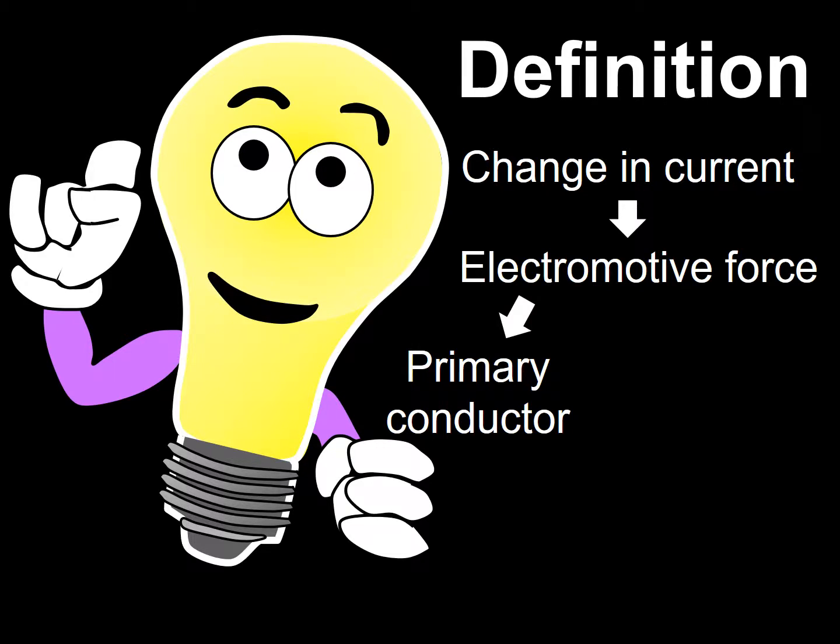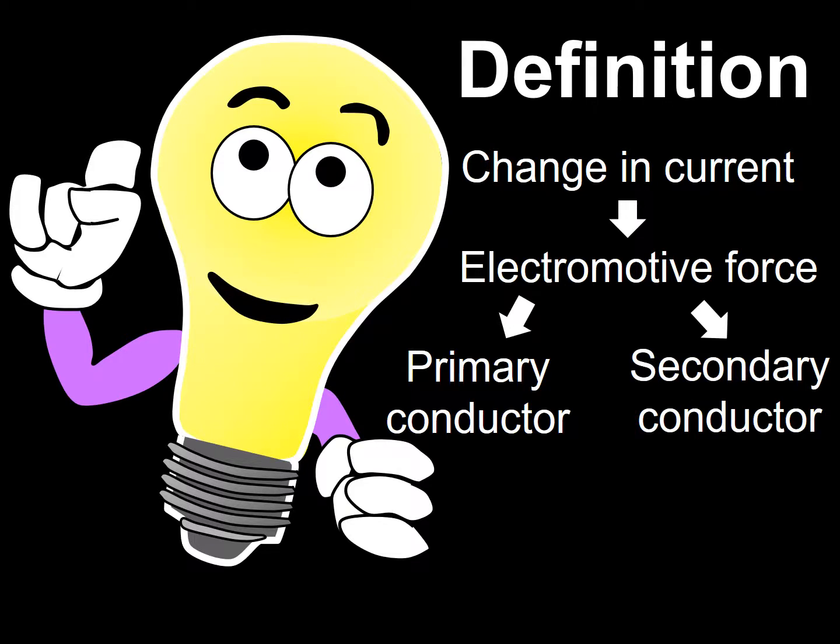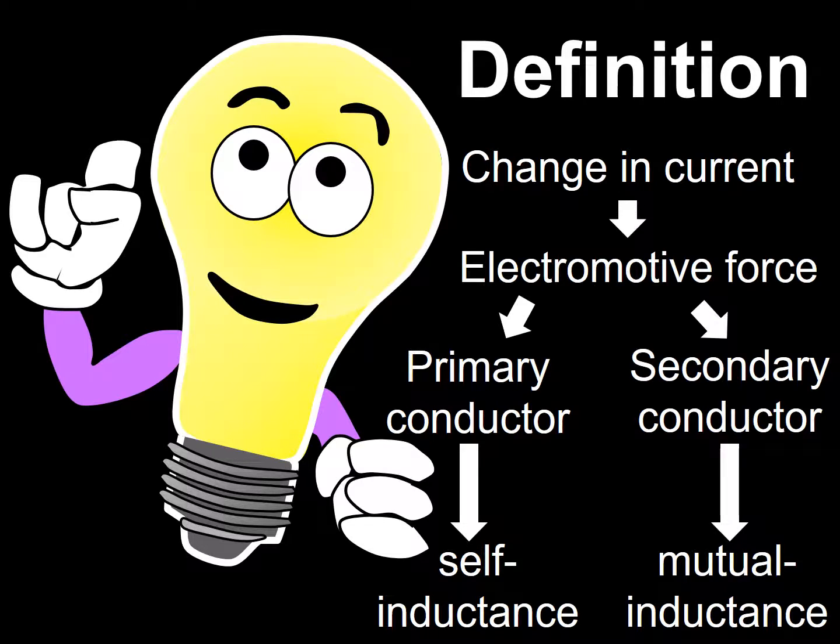In the conductor connected to the power source, called the primary conductor, and in a nearby conductor called the secondary conductor. The electromotive force generated in the primary conductor is called self-inductance. The electromotive force generated in the secondary conductor is called mutual inductance.